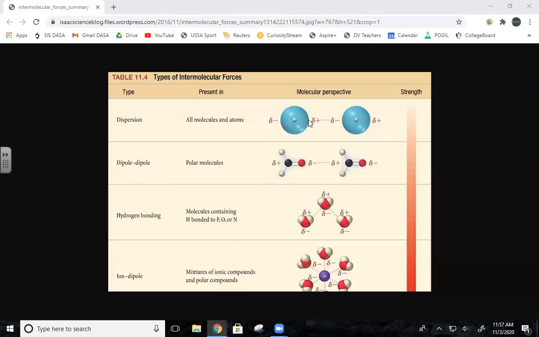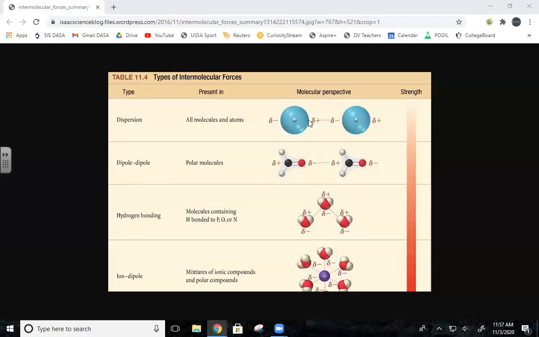Imagine a whole bunch of people in London walking around with umbrellas. Their umbrellas don't want to touch, so they keep each other at a distance. The London dispersion forces. Does that make sense?